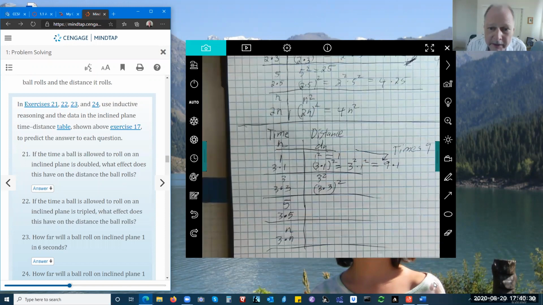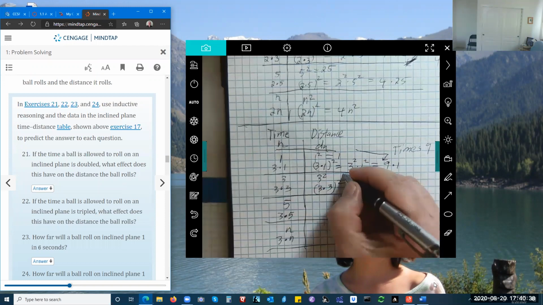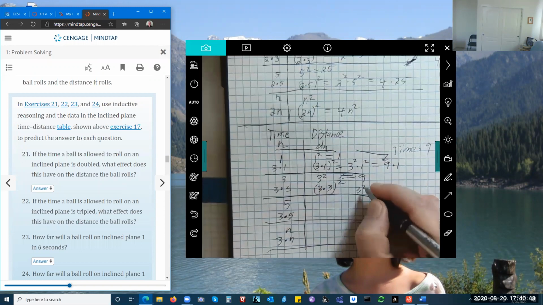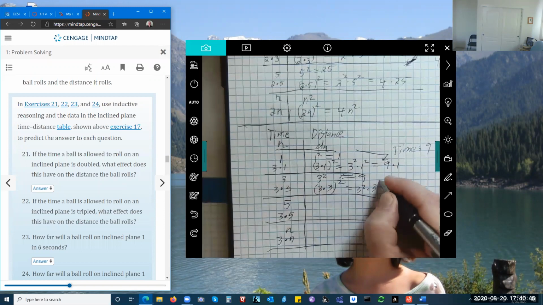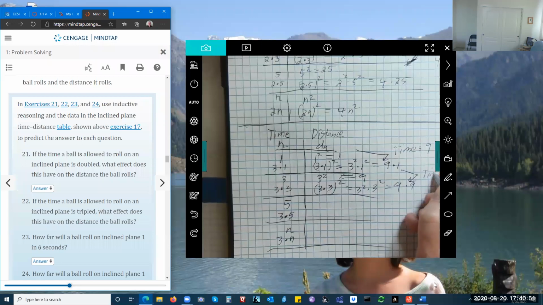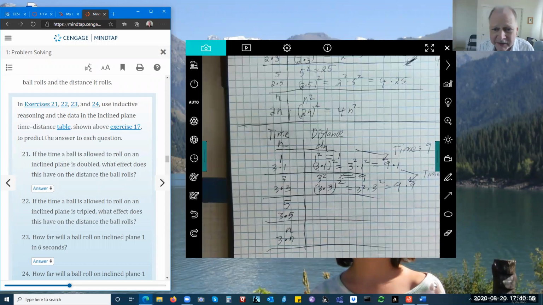Now let's do the amount of time is 3, or 3 times bigger, 9. Compare those two. So we get nine times bigger. Do it with 5.